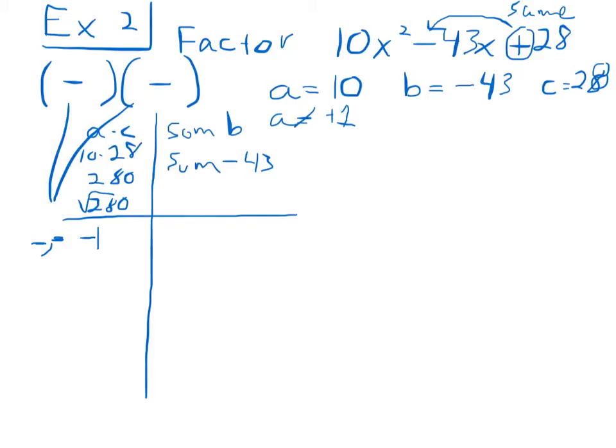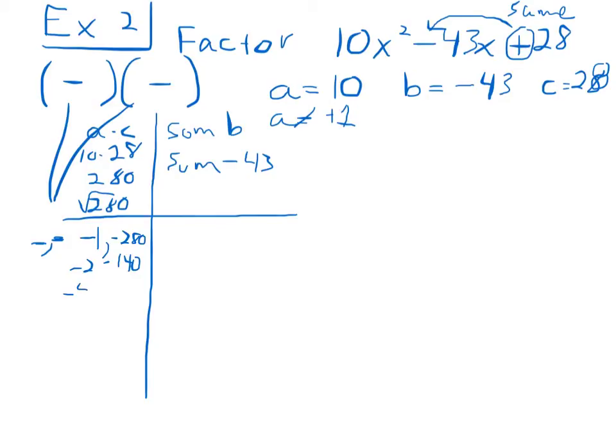So my first factors would obviously be negative 1 and negative 280. Okay, negative 2 and negative, what would that be, 140. Okay, does 3 go into 280? Well, let me just do it. 280 divided by 3. The answer is no, so we don't need to put that. Divided by 4, it should, because 7 times 4 is 28.